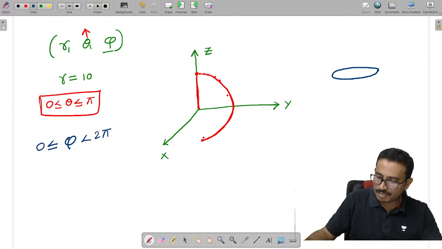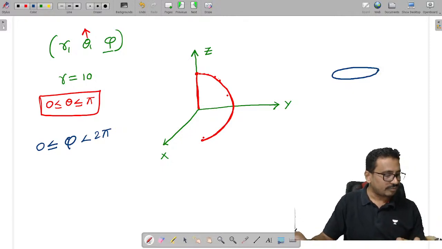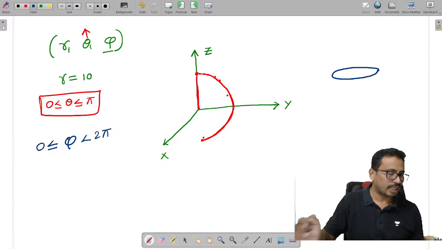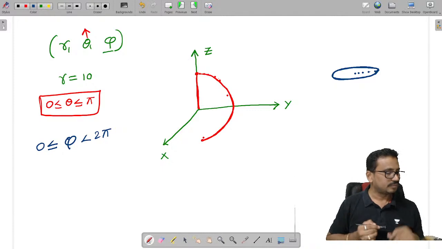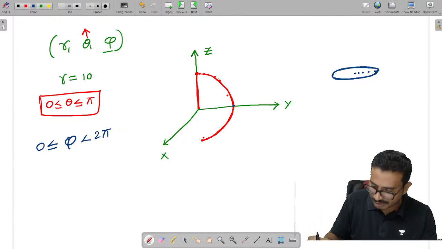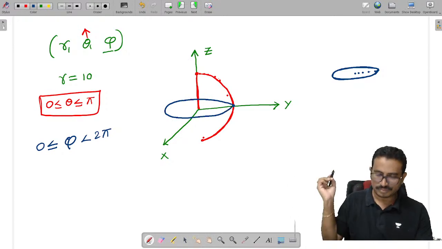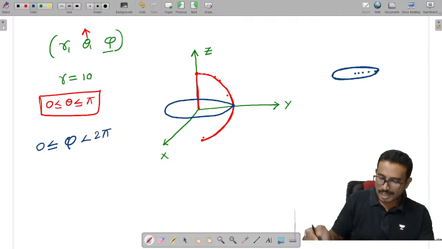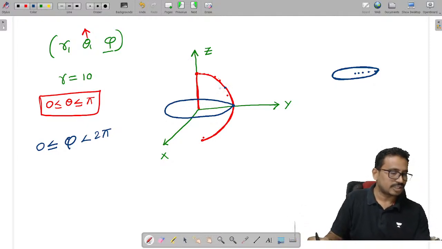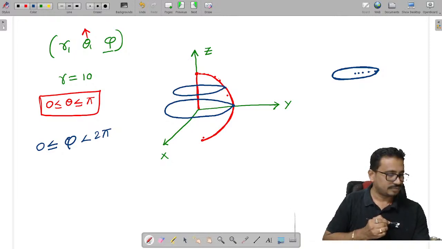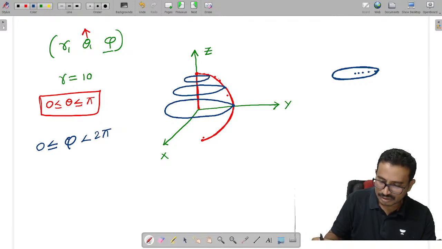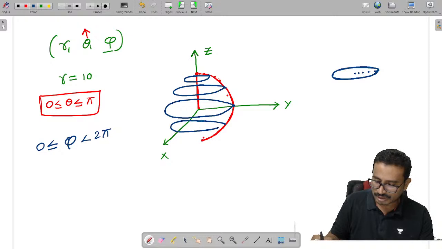I am at this point, and by maintaining the r value constant, if I move phi from 0 to 2 pi, then I will make one circle with the same radius. Now look here, I have taken this point. If I apply the phi condition, I will form one circle like this. If I take this point randomly, I will get a circle like this. Keep on, we can form circles like this.